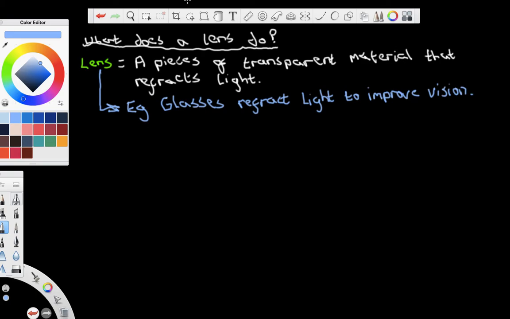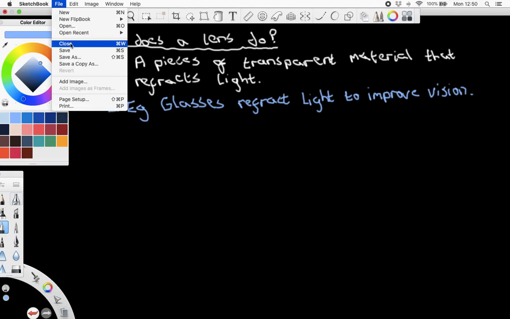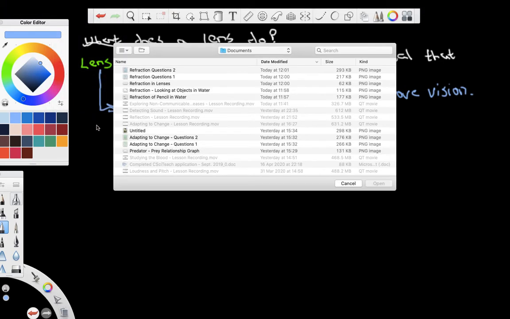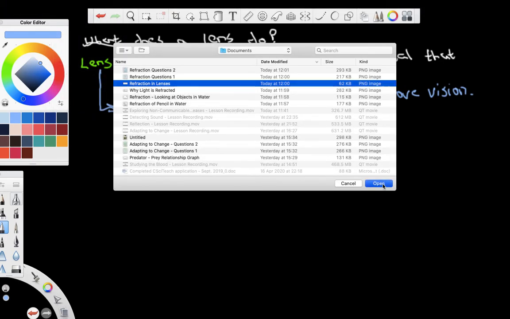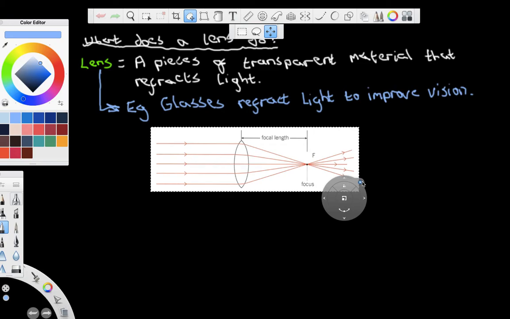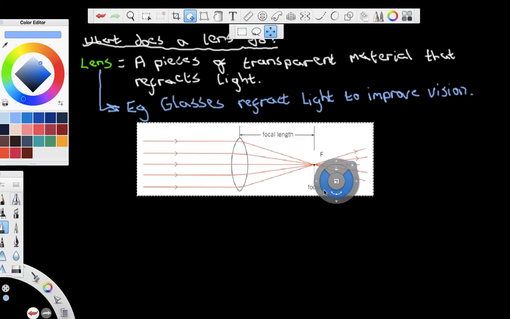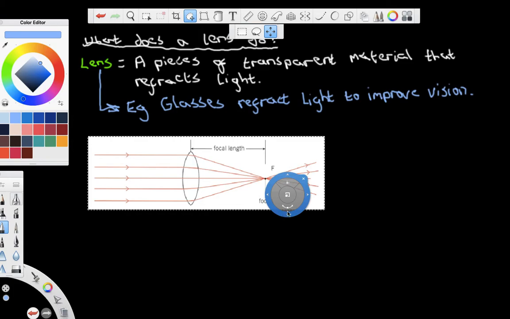Okay? And I've got a diagram here which we can add. It is, again, on the PowerPoint. And it looks like this. It's quite a complicated diagram. However, we're going to have a go at explaining it and see if we can understand it. So, first of all, we've got what's known as a focal point. A focal point, which is shown here as F, is an area where light rays join.